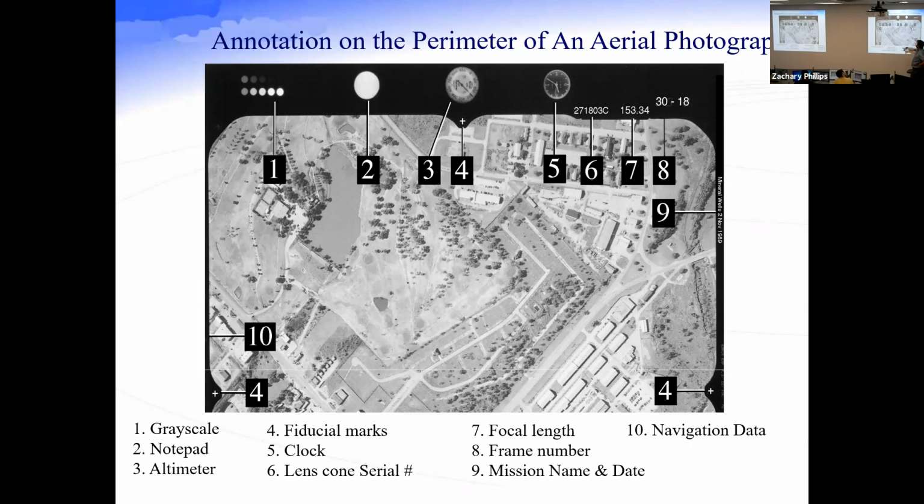You've also got your focal length there. We've got our frame number, so we can see which images are nearby, and the mission name and date, and also our navigation data. Not sure what they mean by navigation data, because there is nothing here.